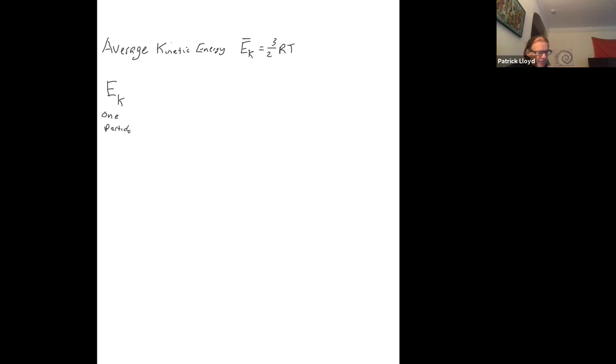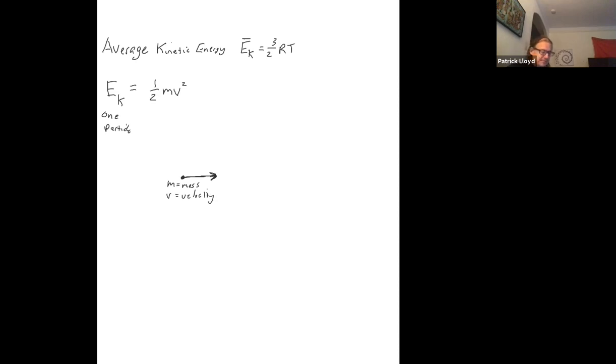So that particle could be an atom, it could be an electron, it could be a bus, it could be a planet, it could be a star. Well, the formula for that is 1/2 times the mass times the velocity squared of the particle. M is mass, and V is equal to velocity, speed, right?